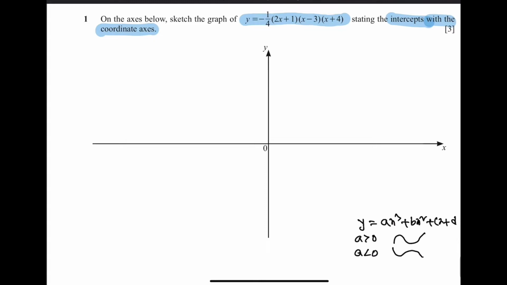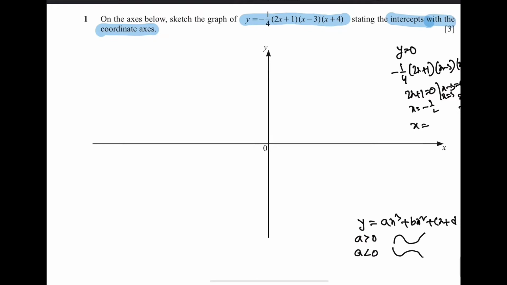If y equals 0, then we can write minus 1 by 4, (2x plus 1)(x minus 3)(x plus 4) equals 0. Then minus 1 by 4 cannot be 0, but 2x plus 1 equals 0 can be, x minus 3 equals 0 it can be, and x plus 4 equals 0. So we can simplify: x equals minus half, x equals 3, and x equals minus 4. On the x-axis y equals 0. Similarly on the y-axis x equals 0.